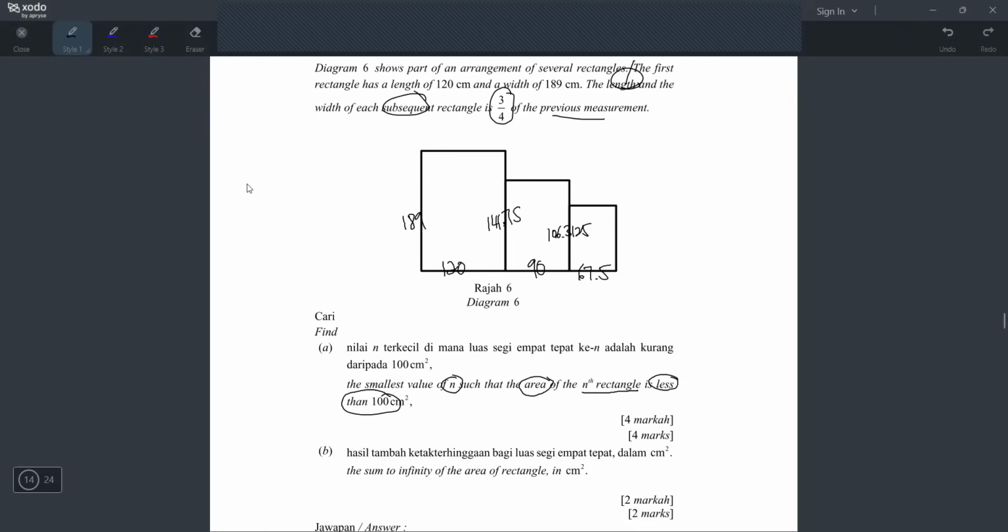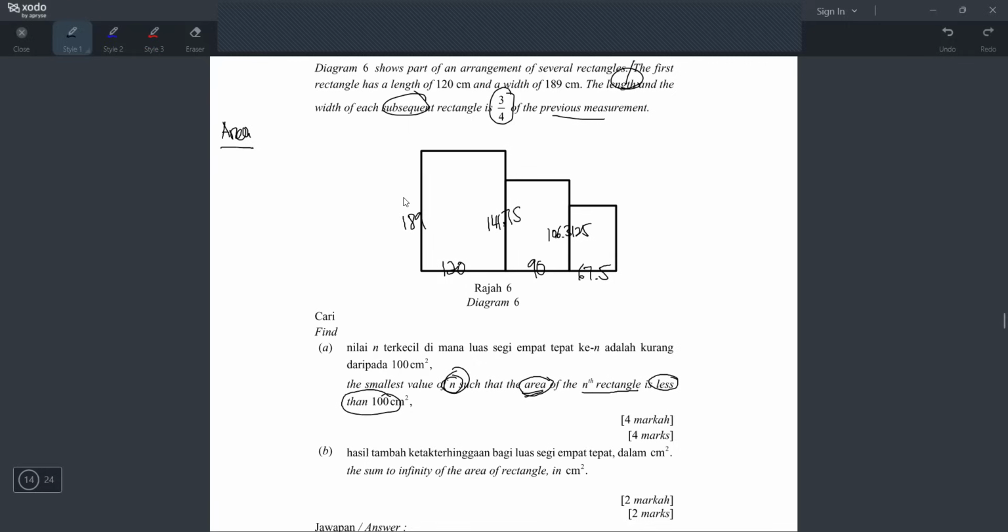It means my progression has to be area. I have to use the area to write the progression, not the length or the width. Because like that only I can find the n. Because the nth rectangle has to be the nth term in the geometric progression with area. I hope you understand what I meant. Because the question asked for area, they never ask you to find the length or the width of the nth rectangle. They ask you to find the area of the nth rectangle, and the area of the nth rectangle is less than 100.